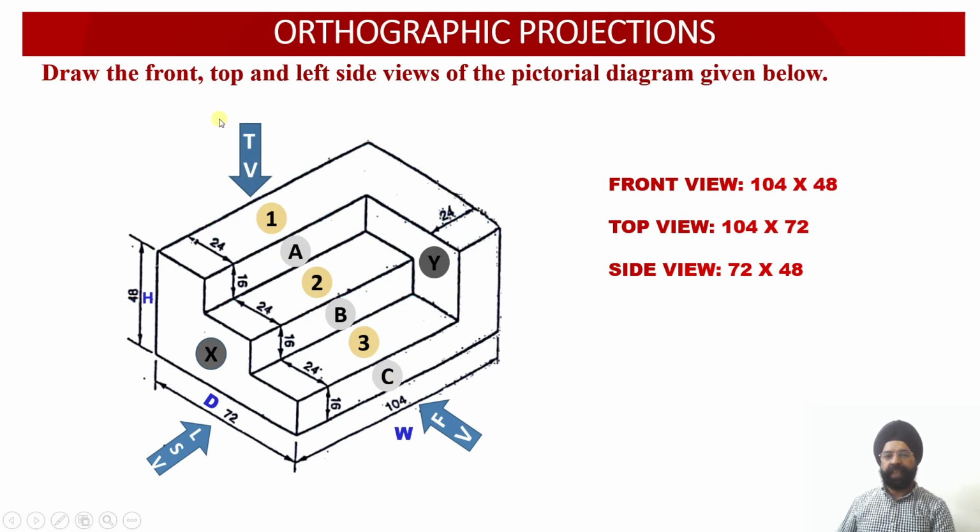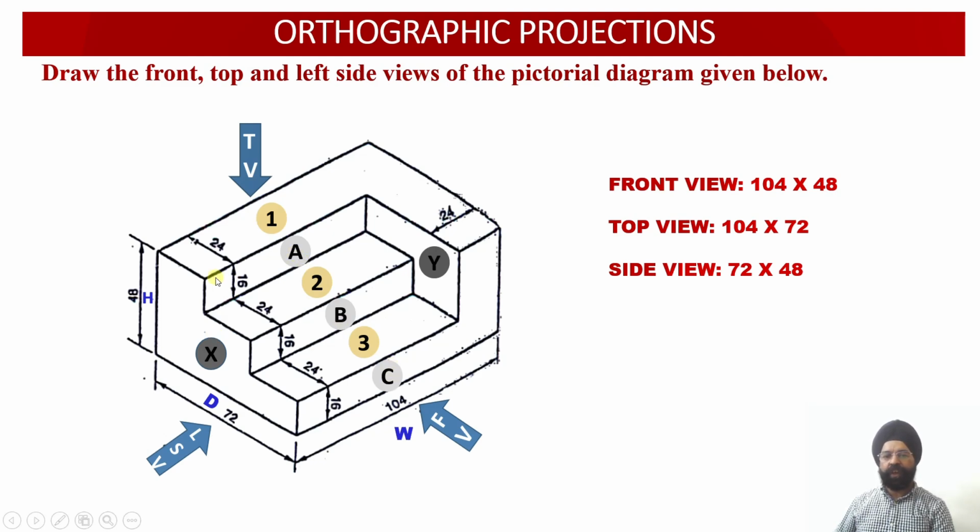Similarly, when we are looking at the solid from the top side, that is from above, then the surfaces 1, 2 and 3 will be visible. And when we look at the solid from the side, this is surface X, and then the second surface will be surface Y over here, right? So these are the two surfaces which will be visible to us from the side view. We have used different color codings for these surfaces. So let us start with surfaces of the front view.